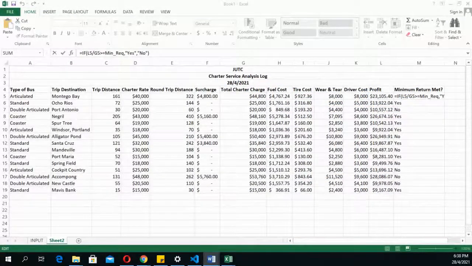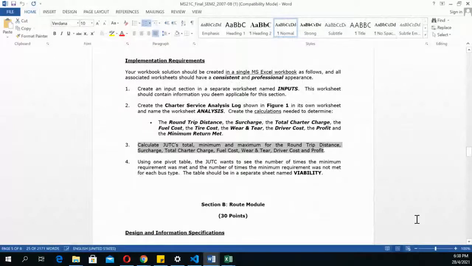All right, so I was saying before that you wouldn't get something as simple as this. Calculate minimum and maximum for round trip. No, we wouldn't ask you that. It's probably something that uses a database function or something that requires multiple criteria to use.